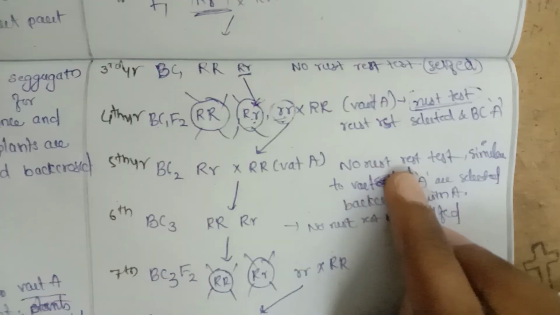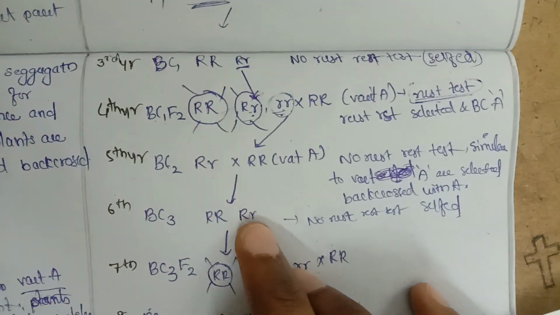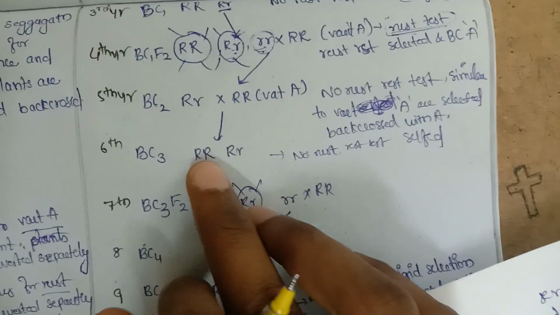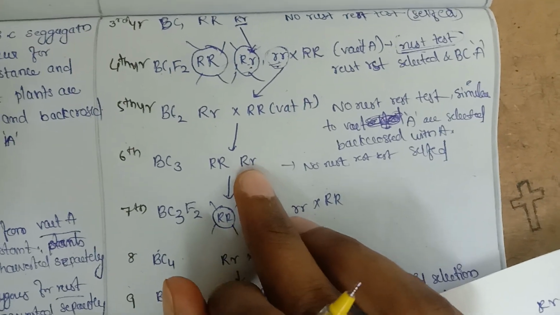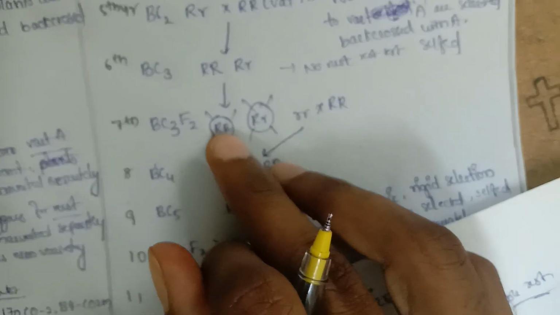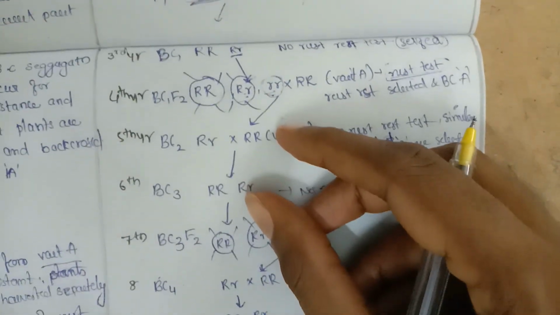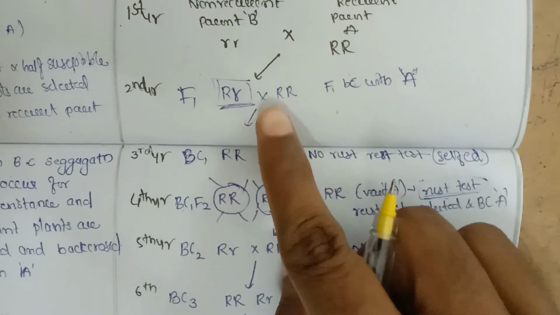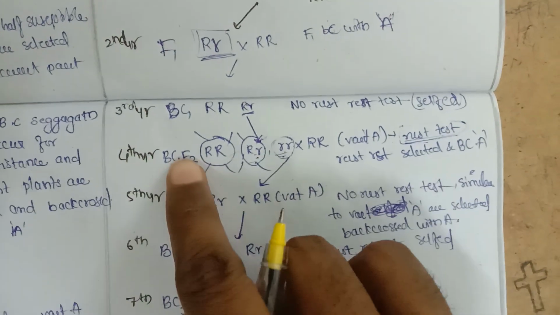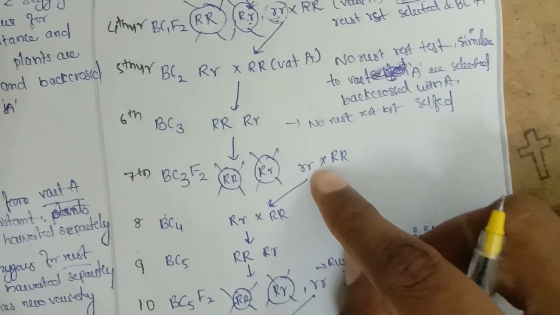Here there is no need of a rust resistance test, as it is susceptible to the rust, and then it again gives the progeny in backcross 3 as capital R capital R, rust susceptible, and capital R smaller r, also rust susceptible. So there is no rust resistance test, and this again goes for the F2 progeny. Initially I said that after every two backcrosses we go for the selection. Immediately after backcross one we go for the selection in the F2, and after every two backcrosses we can go for the F2 generation and selection.